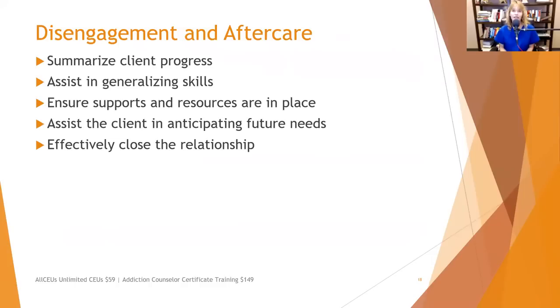Disengagement and aftercare is the final place, and you want to summarize the client's progress. Assist in generalizing skills. How do you problem solve? If you start having a problem with your boss again, how might you handle it? If you have problems with other people, how can you use what you know from this situation to handle disagreements with other people? Ensure supports and resources are in place. Assist the client in anticipating future needs that can include medical care, housing, food, the whole works.